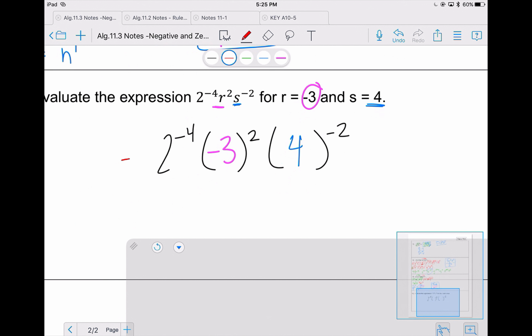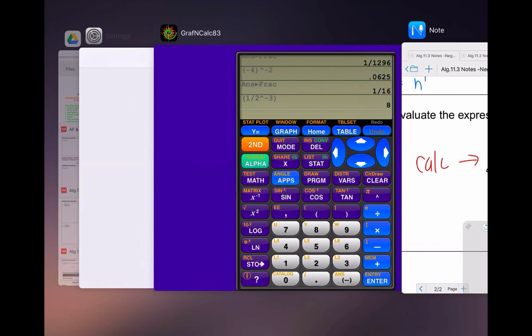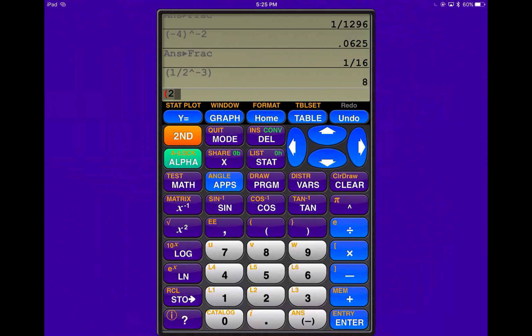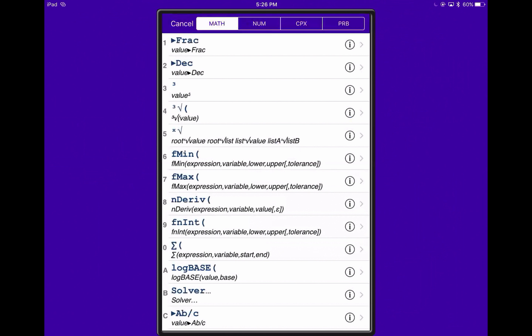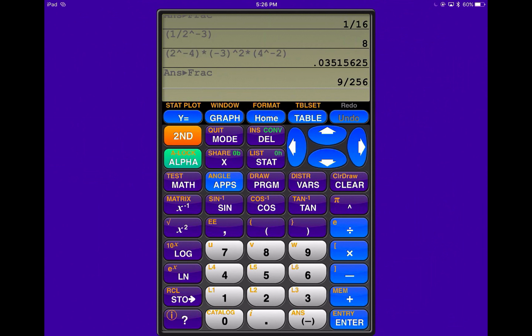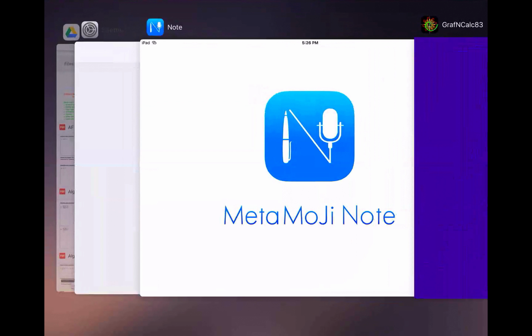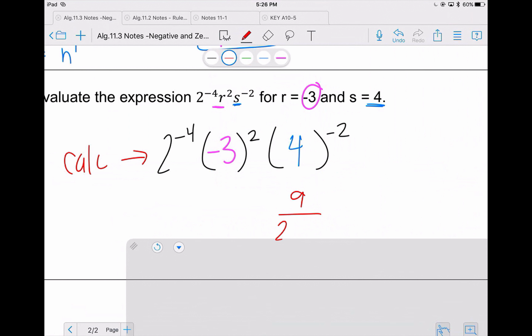And I'm going to put this entire thing into my calculator exactly like I see it because I have just numbers. I am going to use parentheses. Do not get lazy, because if you get lazy and don't use parentheses, you will get the wrong answer. So 2 raised to the negative 4 times negative 3 squared times 4 raised to the negative 2. Math, enter, enter. And I get 9 over 256 as my answer.